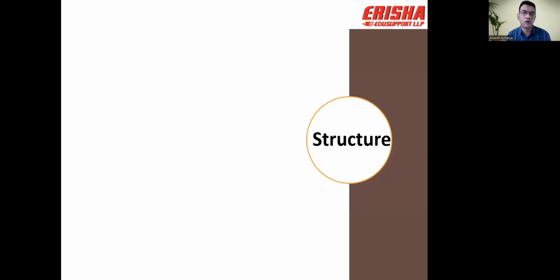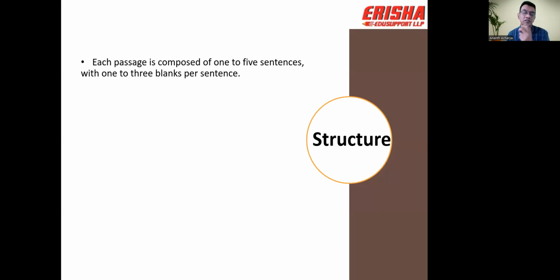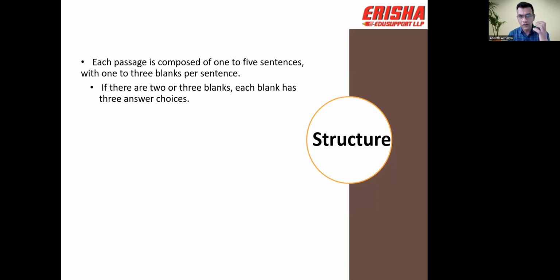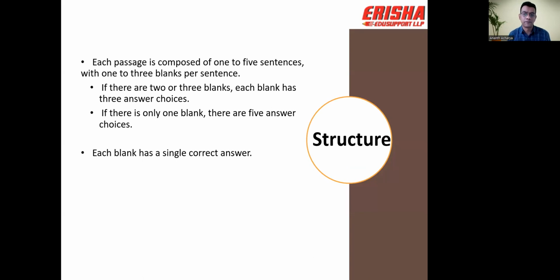So what is the structure of a text completion set of questions? You'll be given a passage, something like 4 to 5 sentences, and these passages will have certain blanks. Now each blank typically has 3 options. It depends on the passage. If your passage has more than one blank, then each blank will have 3 answer options, whereas if your passage has only one blank, then you will have 5 answer options for that blank. Each blank will have one single correct answer.